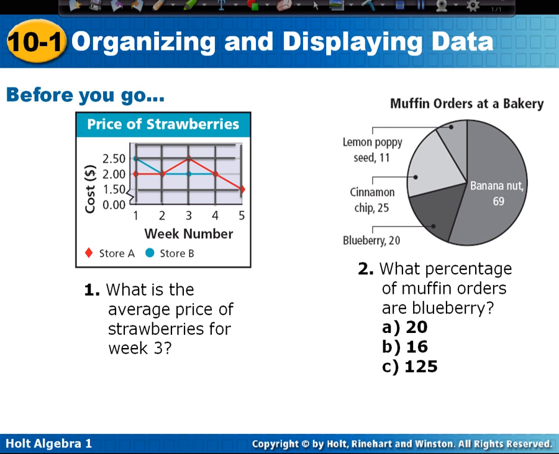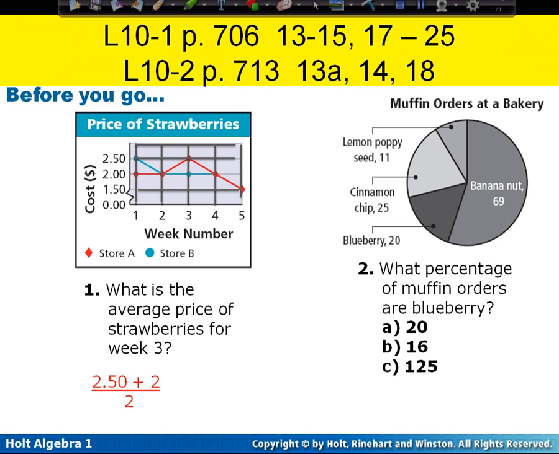Alright, hopefully you've paused the video. For number 1, you should have 2.5 plus 2 divided by 2 for the average price of strawberries for week 3. And that is $2.25. So you need to make sure you have week 3, that 3 written in your blank, and $2.25 was your answer for that. Hopefully you got that correct. If not, please go back and fix it.